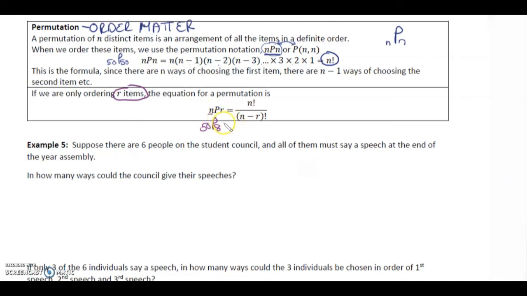You will see the nPr button. The long formula for this is n factorial over n minus r factorial. So for example, this would be very similar to our question in 2b. This would be 50 factorial over 50 minus 8 factorial, which is 50 factorial over 42 factorial, just as an example.